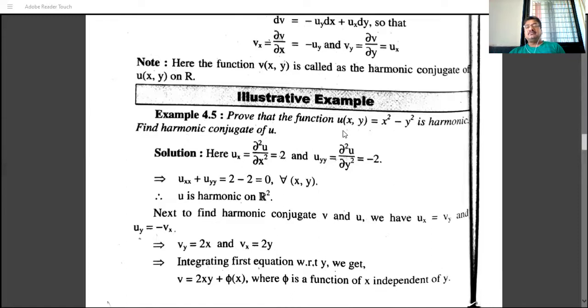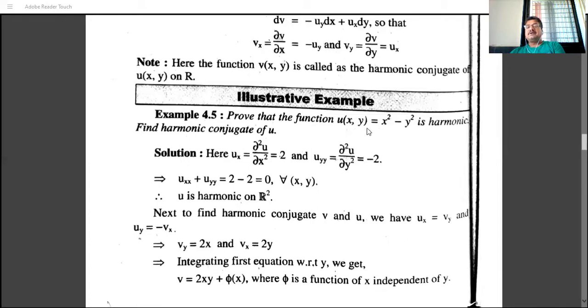So first we have to show that this function u(x,y) is equal to x square minus y square is harmonic. How can we show this function is harmonic? We show u_xx plus u_yy is equal to 0. So what is u_xx? First find u_x. u_x means the partial derivative of x square minus y square with respect to x. The derivative of x square is 2x, the derivative of y square is 0. So u_x is 2x and then u_xx is 2. Here u_xx means the second derivative of u with respect to x, which is 2.